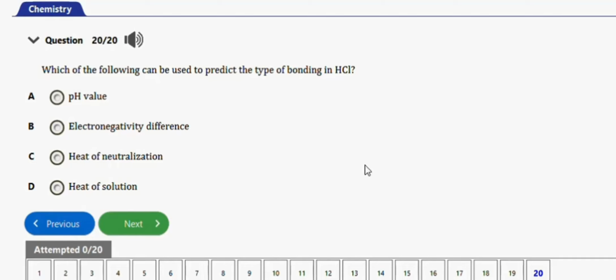Very important, guys. So this basically covers problems involving covalent bonding for your chemistry practice, with about 18 to 20 questions in this video. Hope you learned something interesting from the video.